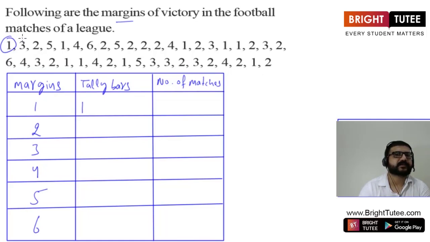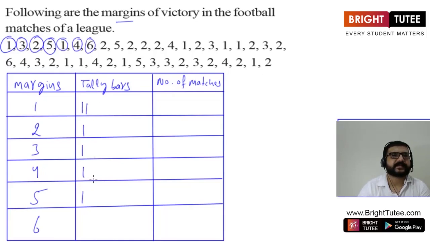The second observation is 3. We will make one tally bar in front of 3. And then we are having 2. We will make one tally bar in front of 2. And then 5. So same thing we will do in front of 5 also. And then we are having 1. Then one more tally bar in front of 1. And then we are having 4. One tally bar in front of 4.